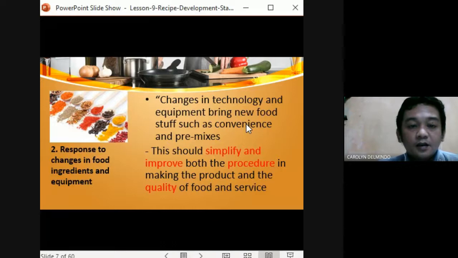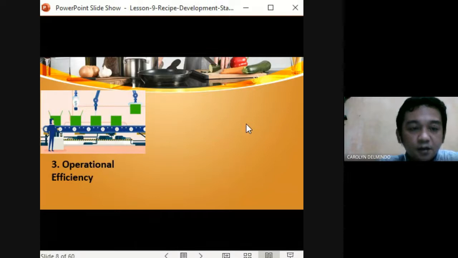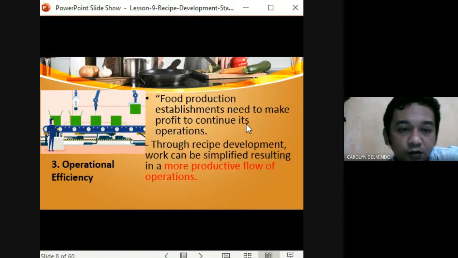Okay? Dahil may mga technology tayo, yung quality ng food natin is standardized, efficient. Pagdating sa taste, pare-pareho siya. Okay? Third one is the operational efficiency. Okay? For food production establishment, need to make profit to continue its operation. Through recipe development, work can simplify, resulting in a more productive flow of operation.